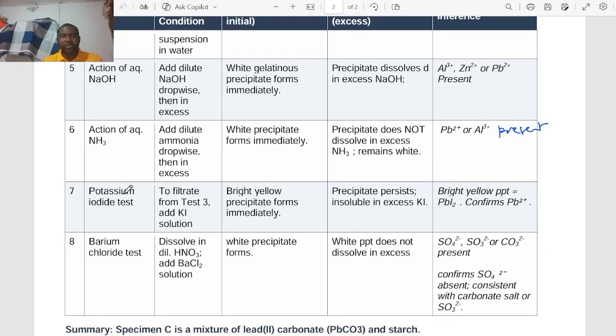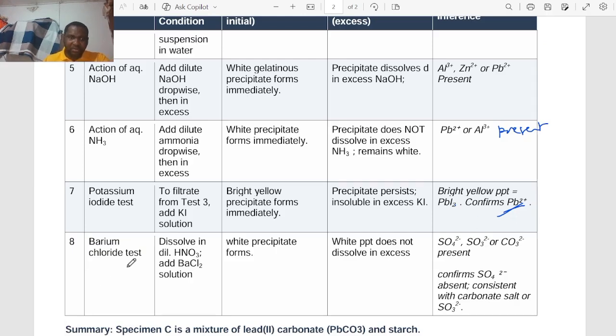Now, if you do the potassium iodide test, if you add potassium iodide solution to the filtrate from test 3, a bright yellow precipitate forms immediately, right? And in excess, the precipitate persists, insoluble in excess potassium iodide. That bright yellow precipitate is as a result of lead iodide, PbI2. That confirms the presence of Pb2+. That means the ion we are looking at is lead ion.